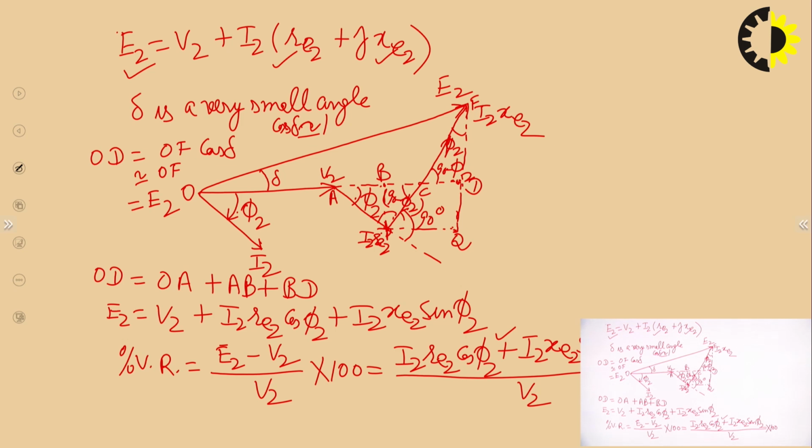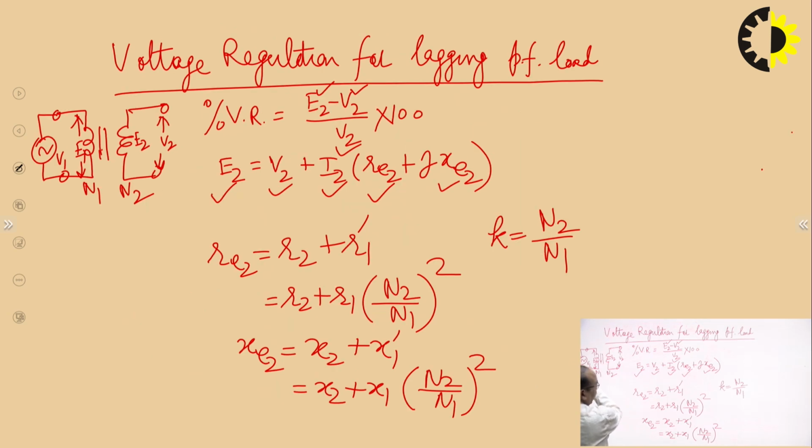The symbols I have already defined. I2 is full load secondary current in the secondary side, cos phi 2 is load power factor, V2 is full load secondary terminal voltage, RE2 is equivalent resistance in the secondary, XE2 is equivalent leakage reactance in the secondary. The values of these have already been defined, RE2 is given by this expression, XE2 is given by this expression.